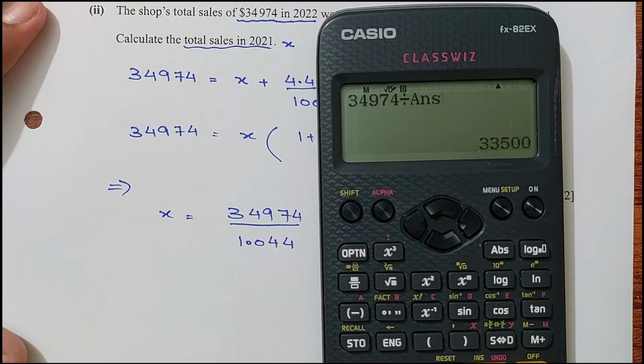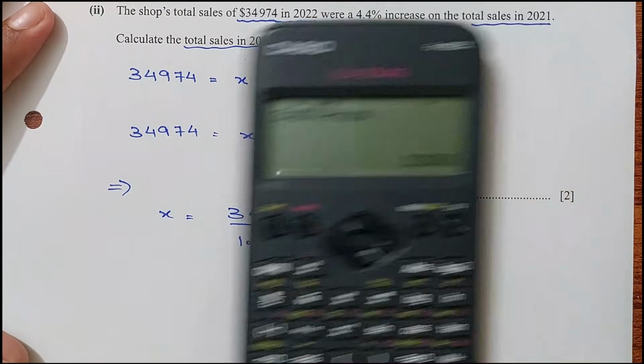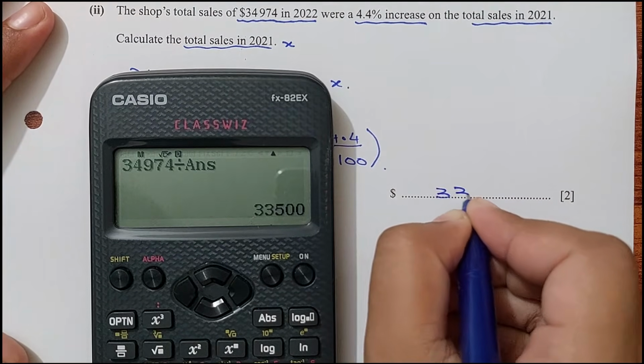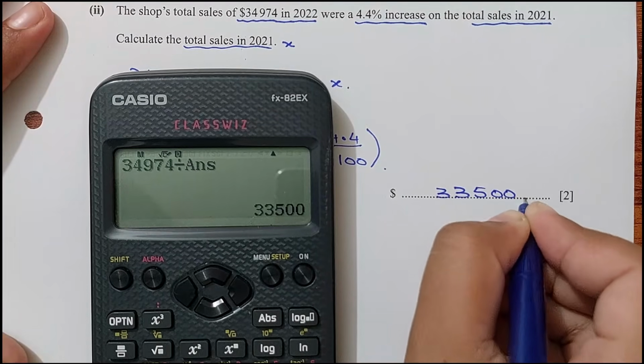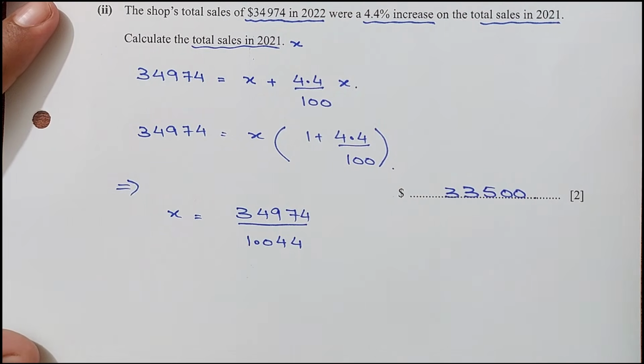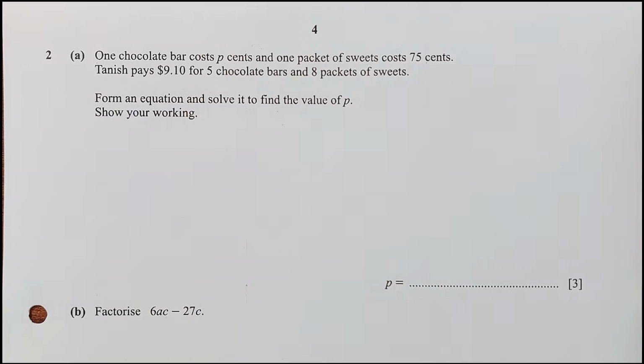347,974 divided gives the answer: 33,500. 33,500 were the total sales in 2021. Question number 2, part A.